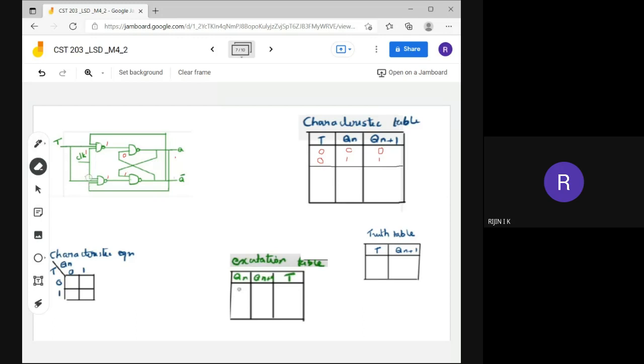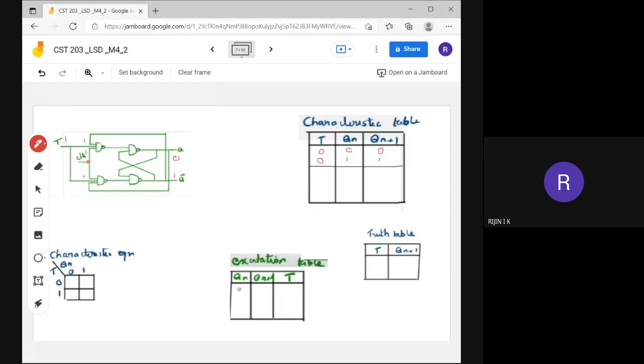Next, we can give input 1. So here it is 1, and here also it is 1. Then assume the present state is 0. So Q bar will be 1, right? We assumed the present state is 0. Here it is 1 itself.